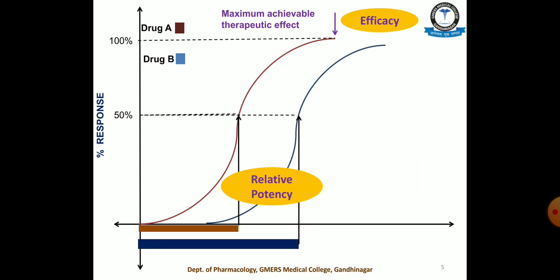So efficacy is the parameter used for the selection of the drug, while potency is the parameter used for the selection of the amount of the drug to be given, or we can say the selection of the dosage of the drug. Is it clear?